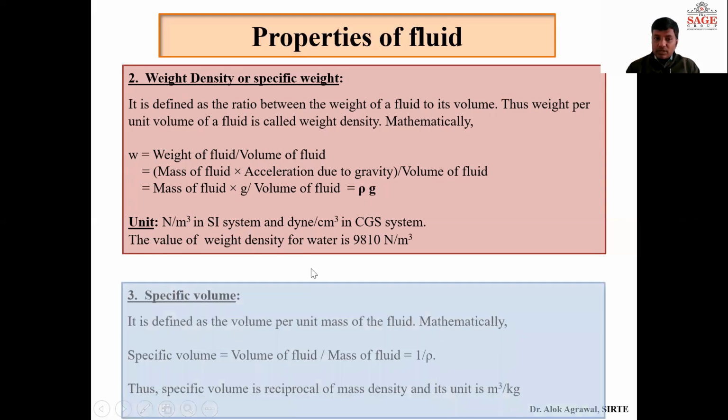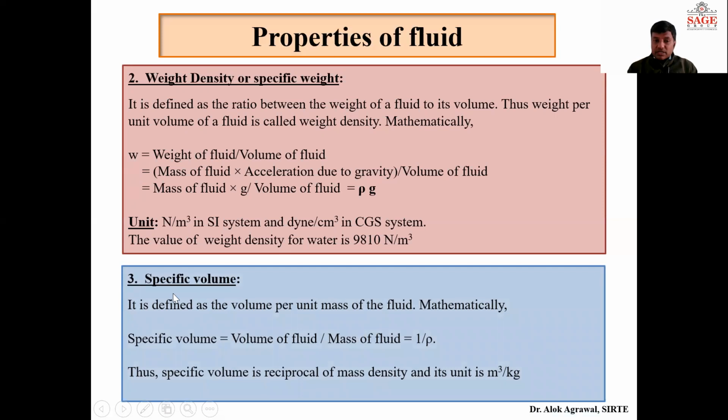Okay. The third important property is specific volume. It is defined as the volume per unit mass of the fluid. That is, specific volume is volume of fluid divided by mass of fluid. That is, it is a reciprocal of mass density, because mass density is mass of fluid by volume of fluid. Specific volume is volume of fluid by mass of fluid. So we can say that specific volume is the reciprocal of mass density. So its unit is also reciprocal of mass density, that is meter cube per kg.